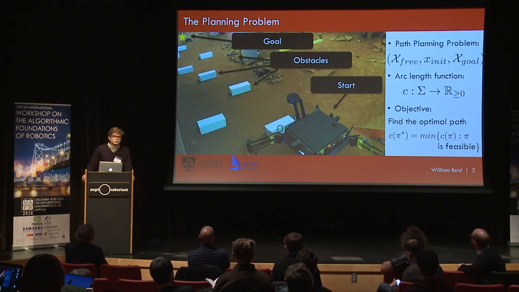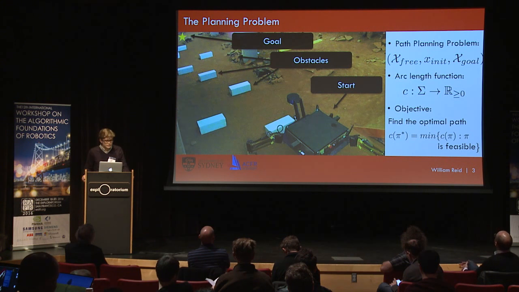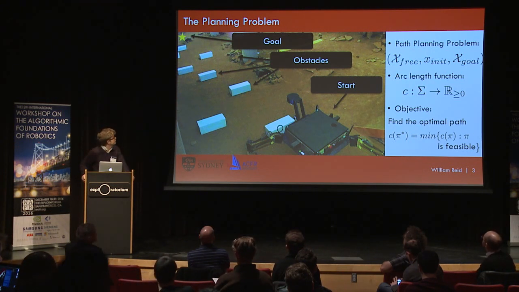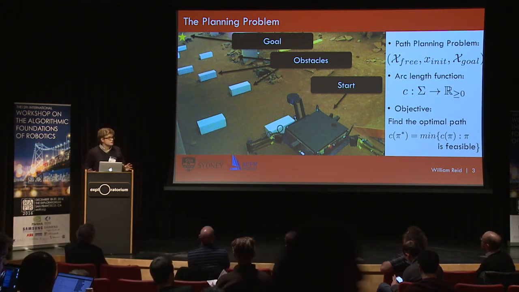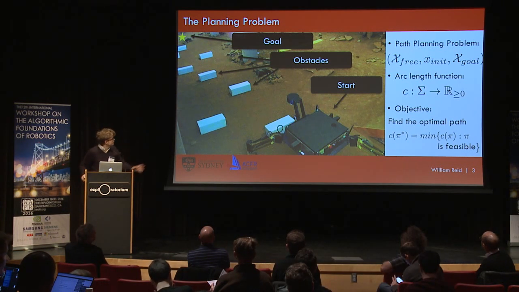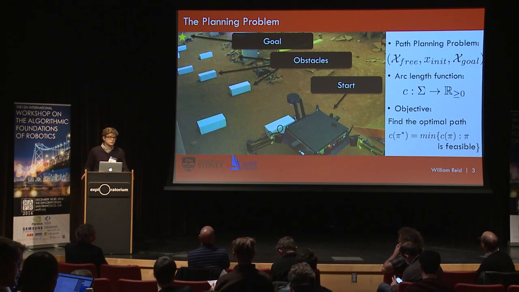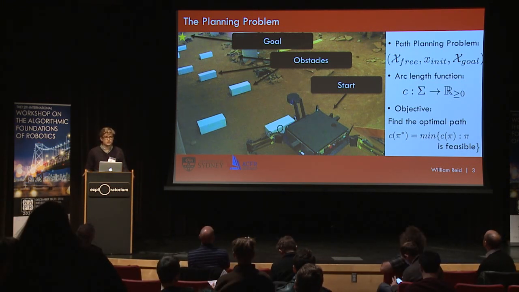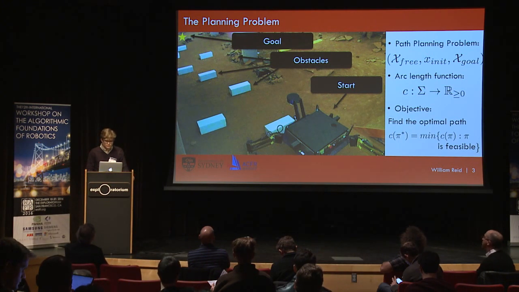And so to do this, we define this planning problem where we have our reconfigurable mobile robot in a start configuration, and we want to get to a goal configuration represented by the star. And in this environment we've got a bunch of obstacles represented by these white boxes, and we assume an arc length function, which in this case is a mechanical work approximation, the amount of mechanical work it takes to get from one sample to another. And our objective is to find an optimal solution to the problem.